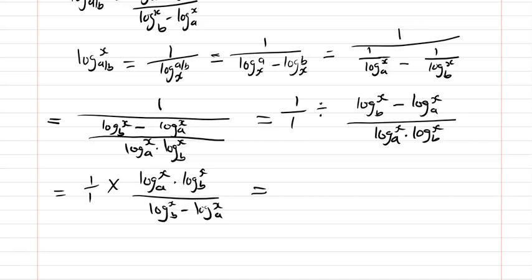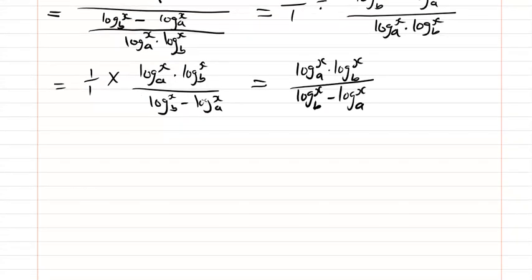When you cross multiply, this one times 1 is the same thing, so it will now become log x to base a times log x to base b over log x to base b minus log x to base a. This is what they asked us to prove.